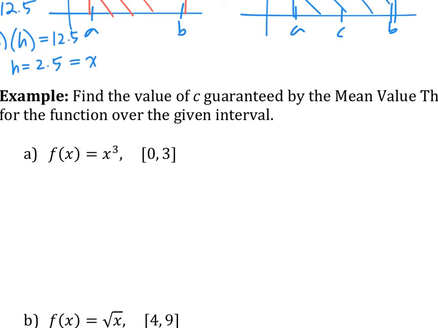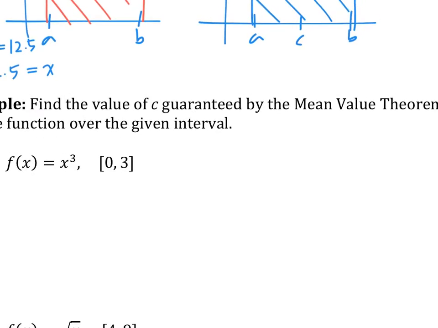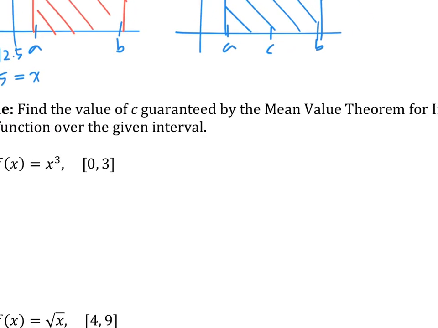Okay, find the value of c guaranteed by the mean value theorem for integrals for the function over the given interval. So the area from 0 to 3 of the function x cubed dx. Whatever that area is must equal somewhere on this graph, we don't know what that is, times the width of the base, 3.